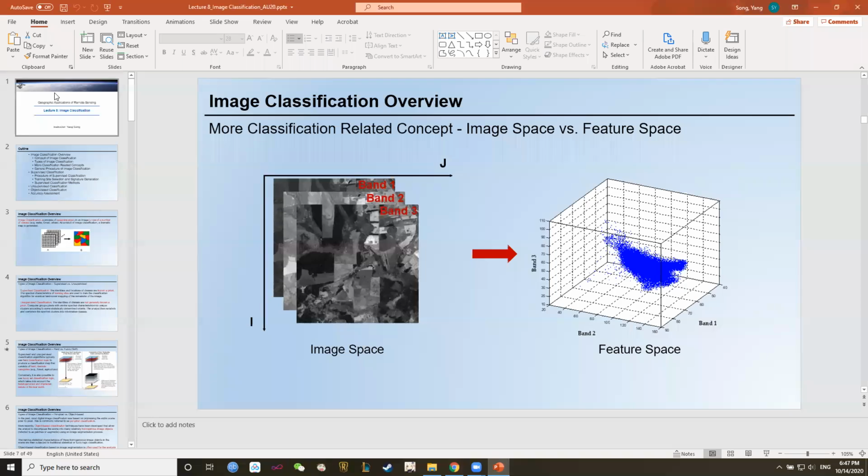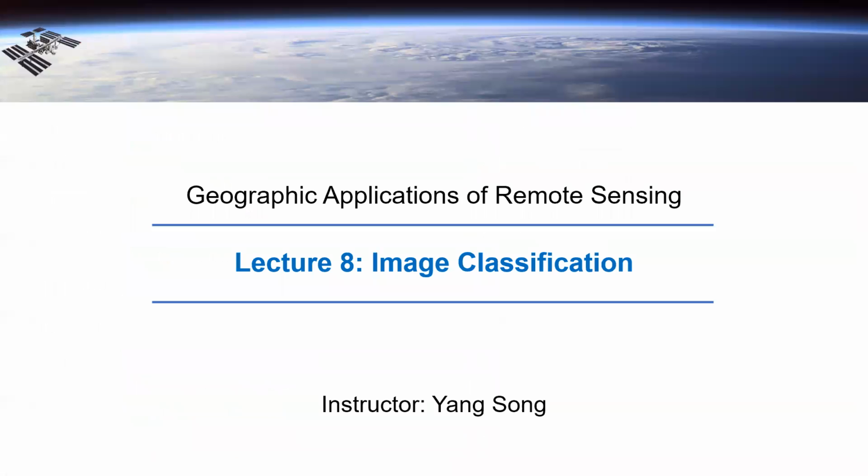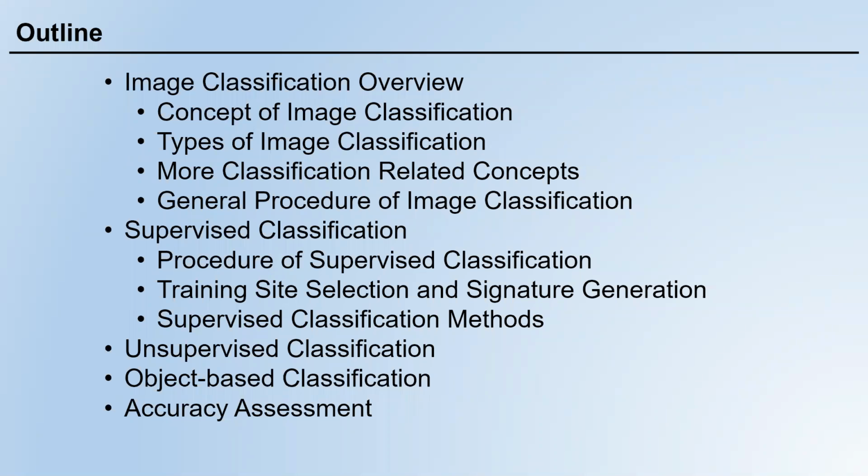Okay, today we're going to talk about image classification. So lecture 8, like I mentioned, I'm going to use 2 weeks to finish it. This is the content of the lecture. I'm going to introduce image classification as a remote sensing method first. So there will be an overview: the concept of image classification, and there are different types of them. We can use different principles to categorize different image classification methods.